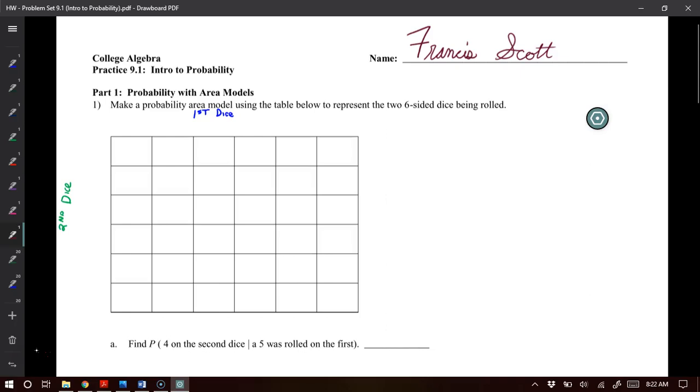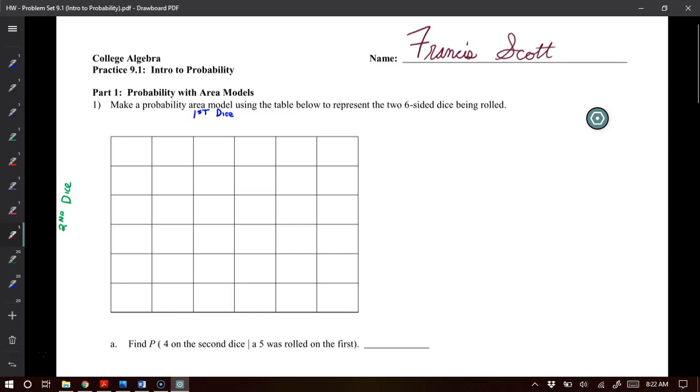Ainsberg. I wanted to make a partial answer key over the 9.1 worksheet, but I'm going to do it as a video instead so you can hear the explanations while seeing the work in case you're struggling with this concept of probability. So we'll do some of the problems on it, and it should lead you to figure out the rest on your own. So problem 1 says, make a probability area model using the table below to represent the two six-sided dice being rolled.